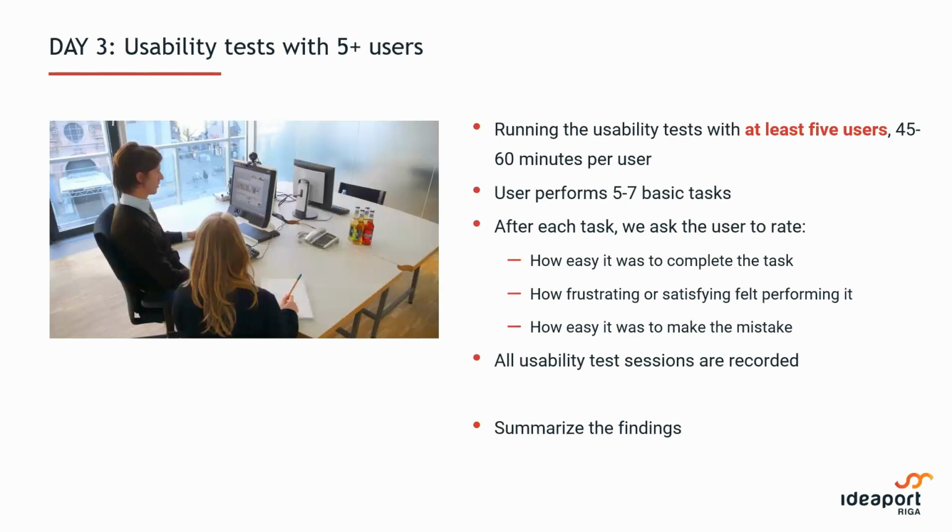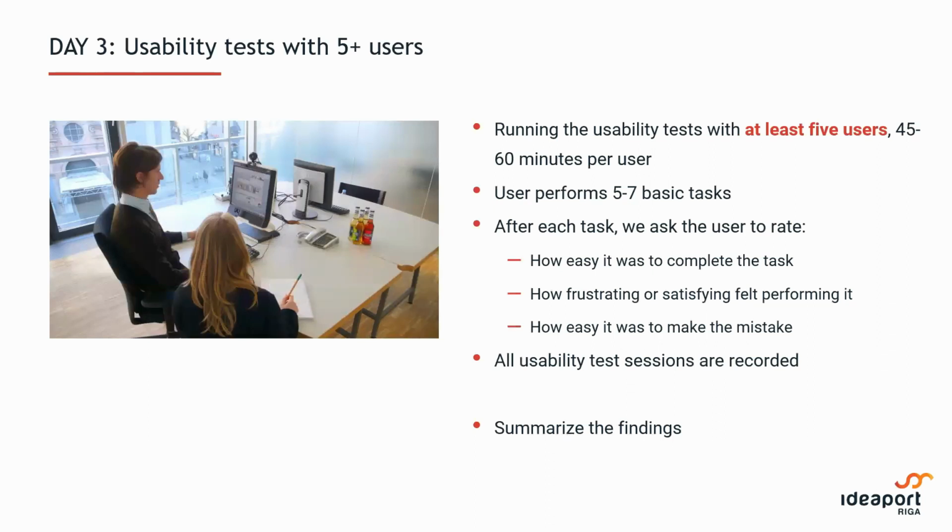And the idea is that you are able to discover 80-85% of the usability issues just by doing usability tests with 5 users. The structure for the usability test is such that, based on our user journey map, we would create 5 to 7 basic tasks, which again reflect different phases of the user journey map. And then we ask users to perform them in the application.